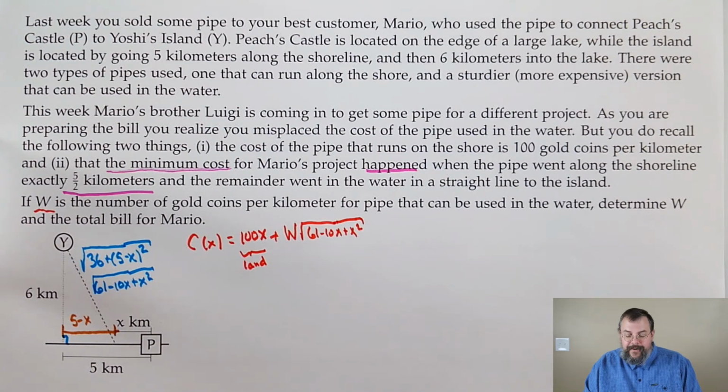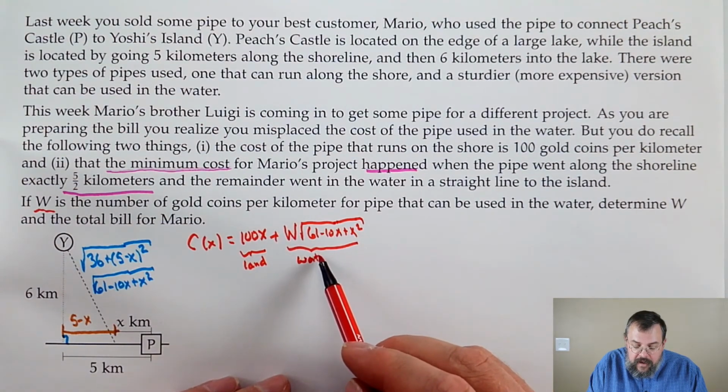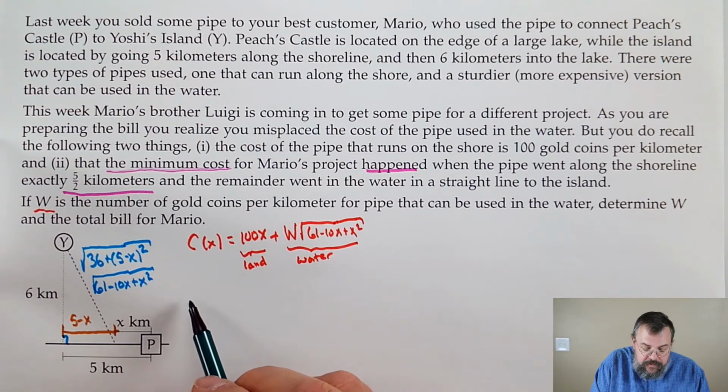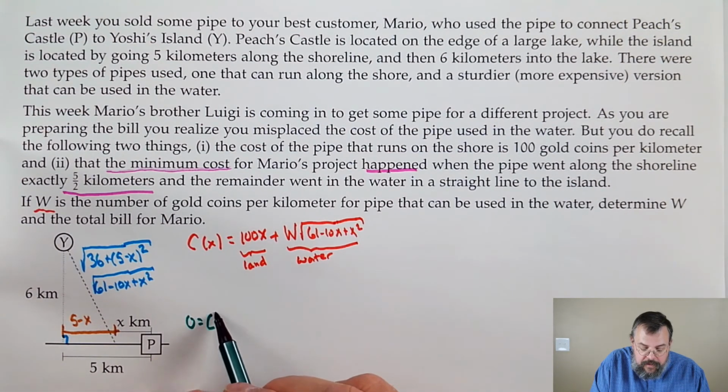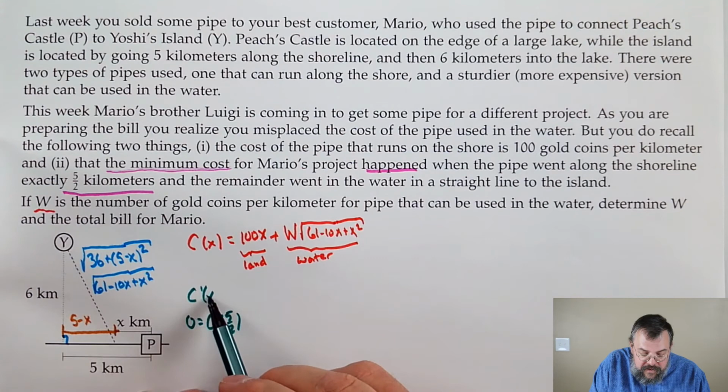Good. Now, what comes next? Well, that's what we're trying to find. We're looking for W, but we know something about this function. We know that this function is going to be optimized at the point where x equals 5/2. So that tells us that 0 is going to be equal to C prime of 5/2, because that's going to be a critical point. So let's figure out what the derivative looks like. What is C prime of x?